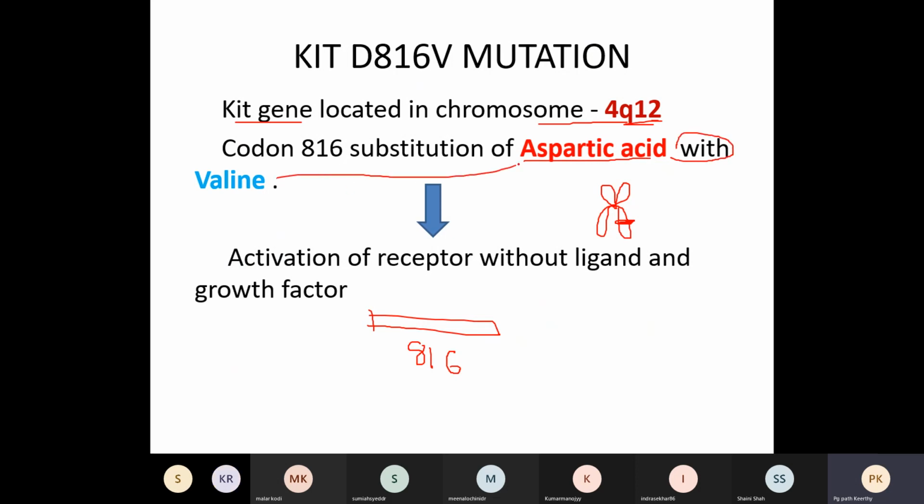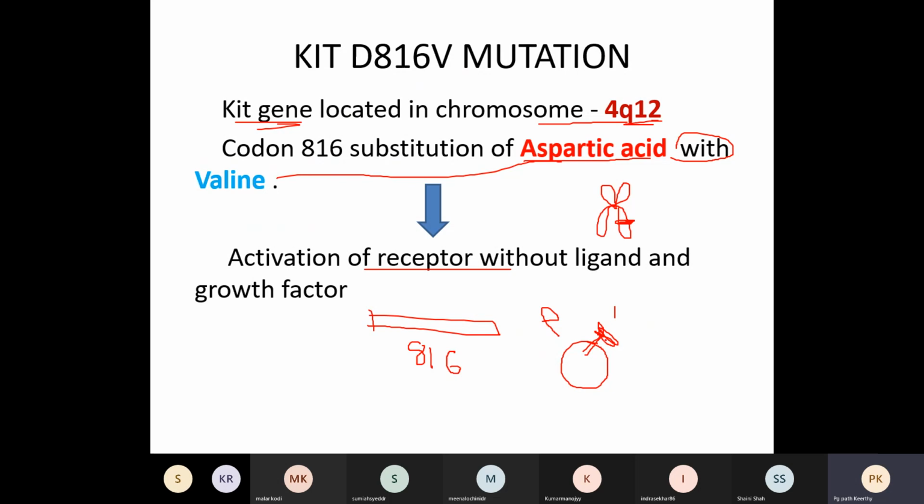Because of this small change, the substitution of aspartic acid with valine, that leads to the activation of your receptor, which is present in your mast cell. So this is the mast cell, here is the receptor. This receptor is coded by this gene. So this gene is abnormal, so obviously it will produce the abnormal receptor, right?